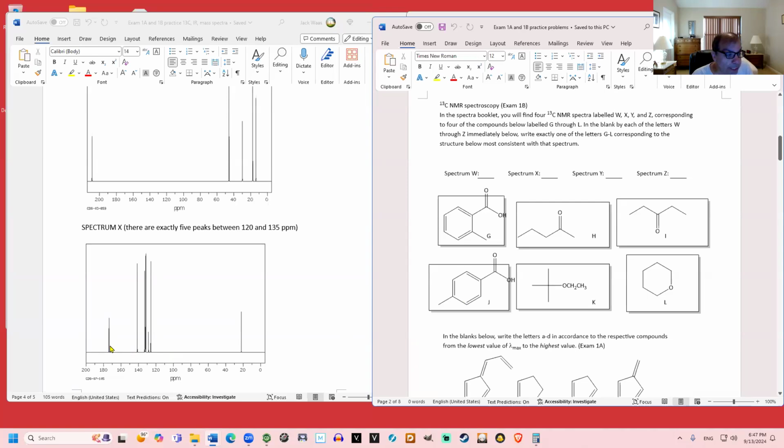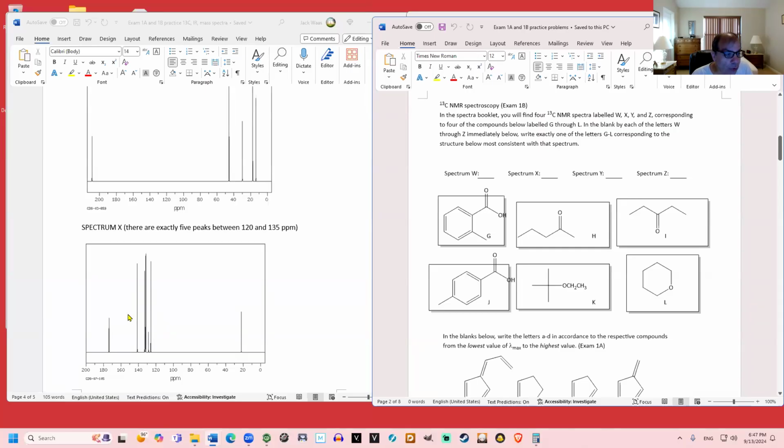Well, we also have a peak at about 173 parts per million. Both G and J have a carboxylic acid carbonyl, so that's going to be where that shows up. That doesn't rule it out, narrow it down. Both G and J have an aromatic methyl group, and I would say 23 parts per million is quite reasonable for that. So again, that doesn't help us to narrow it down.